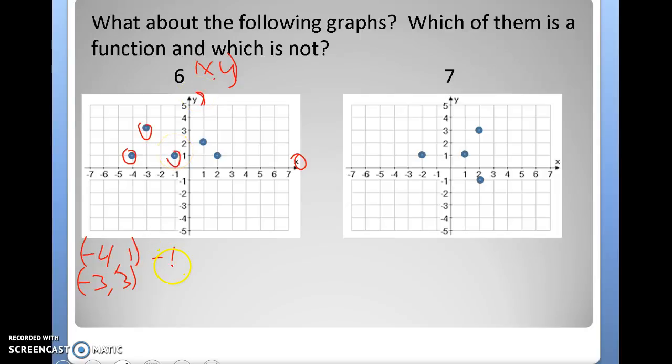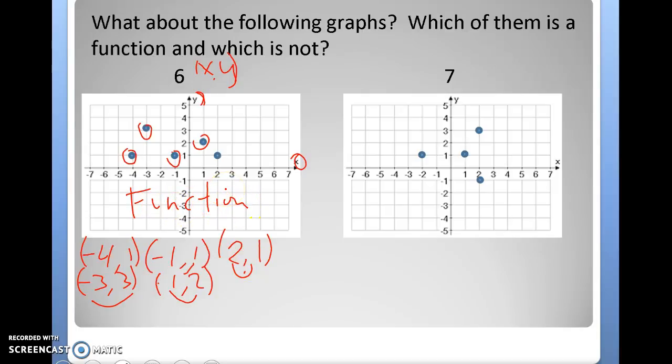This is the point (-1, 1). And I know when I plug in a -1, I get a +1. When I plug in a +1, well, I get a 2. And when I plug in a 2, the one number that I get is a 1. So every time I plug in a number, I know exactly what I'm getting. -4 gives me 1, -3 gives me 3, -1 gives me 1, 1 gives me 2, 2 gives me 1. So this is a function.